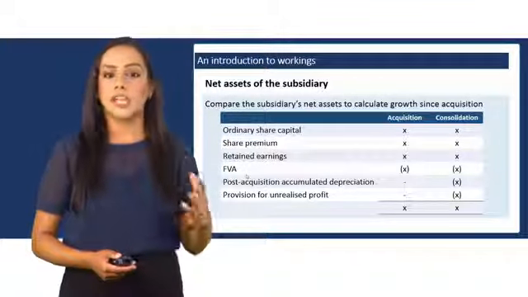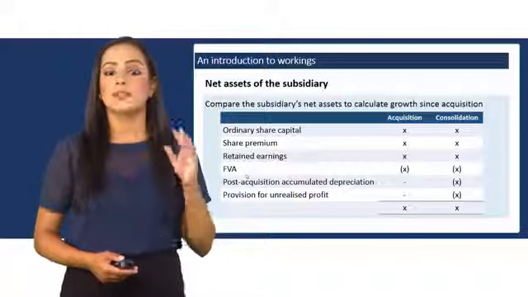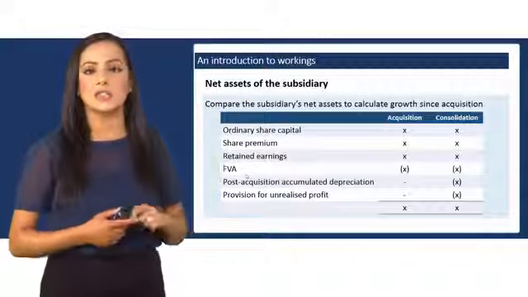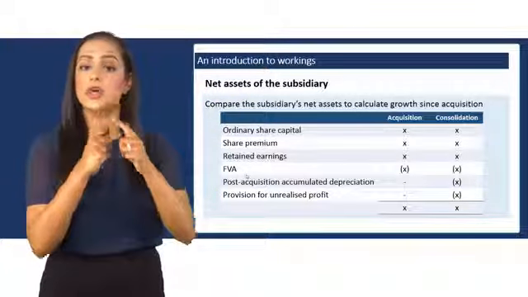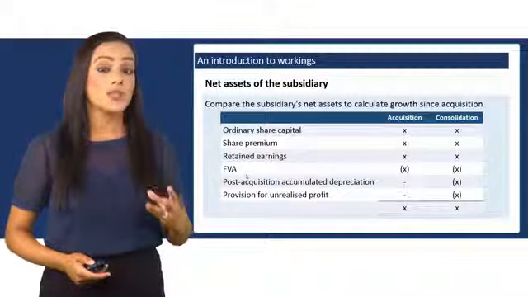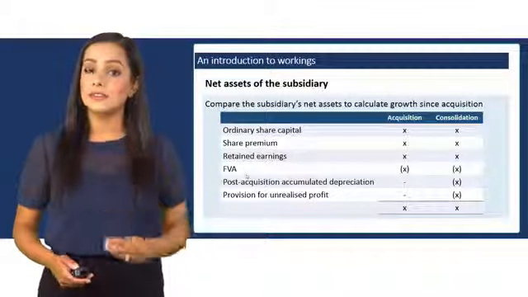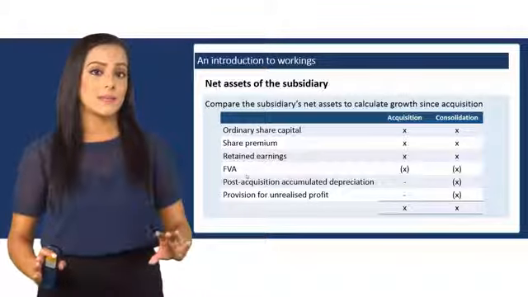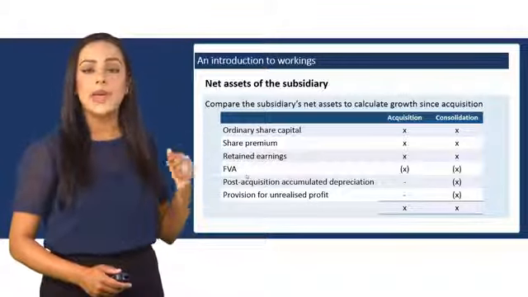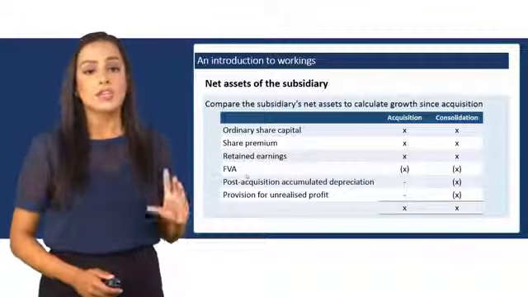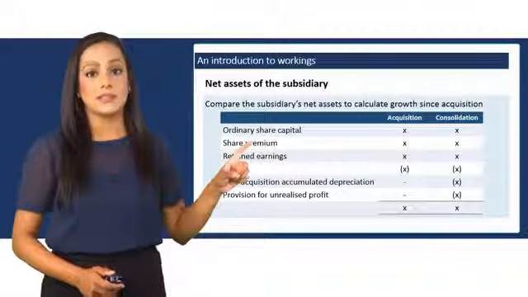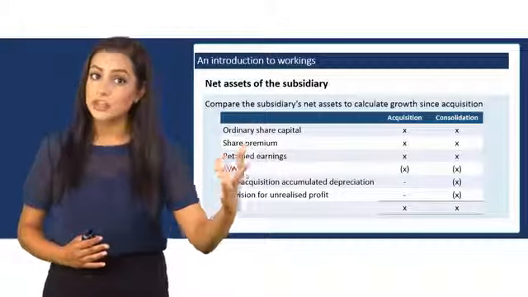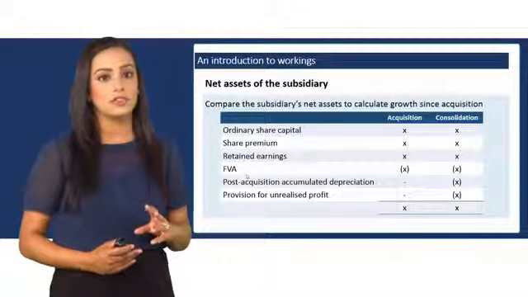Starting off with share capital. We must show the subsidiary's share capital at the date of acquisition and at the date of consolidation. These two figures will be the same because we assume that once the parent gains control of the subsidiary, it will not issue any more shares. The share premium account will be similar. We must show the share premium at 2 points in time, and these two figures will always be the same because since the share capital is unchanged, the share premium will be unchanged.